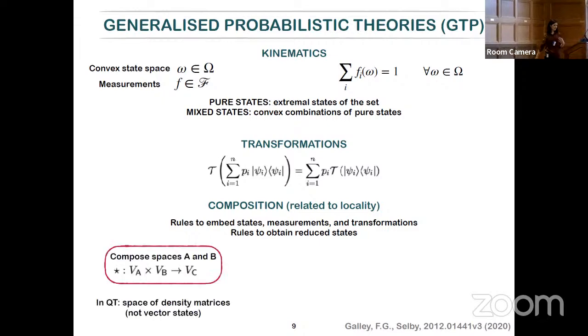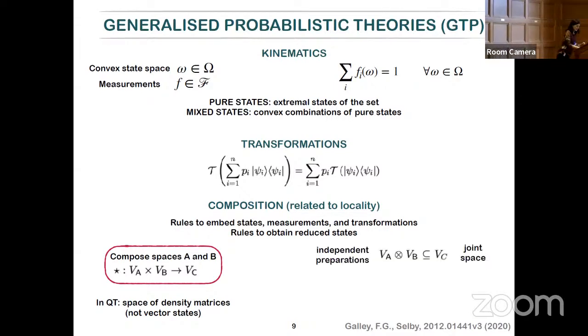For instance, let us consider two spaces, VA and VB, that we want to compose. Then we are going to have this star product that will compose them into a joint space, VC. And you have to think of these spaces as the space of density matrices, not the space of vector states. Basically, the standard tensor product gives us the independent preparations of the state. And this is usually contained in this more general structure, VC, that is the final tensor product. And it can have different properties.